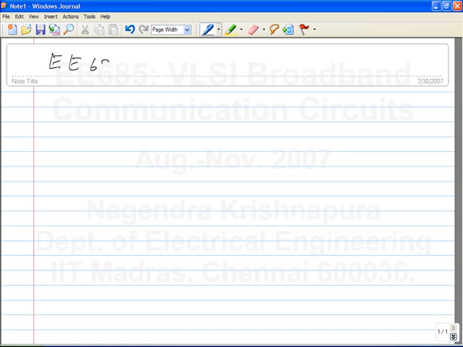So this is E685 VLSI broadband communication circuits. Before going into the introduction for the class, I'll just say a few words about the tablet. I chose this mainly because I could also record the lectures and put them on the web, particularly because there is no book for this course.